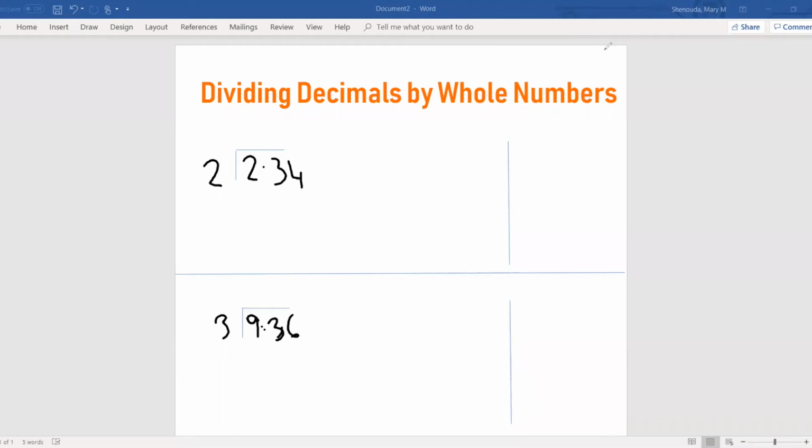In today's video, we're going to talk about how to divide decimals by whole numbers. In the first problem, we have 2 and 34/100 divided by 2. If the divisor has no decimals, like we have in this problem, what we're going to do is move that decimal right at the top. So it's going to be right there. And then we'll proceed with the problem as if we had no decimal to begin with.